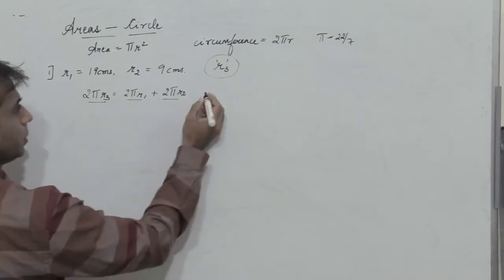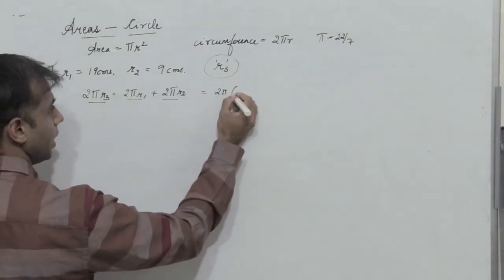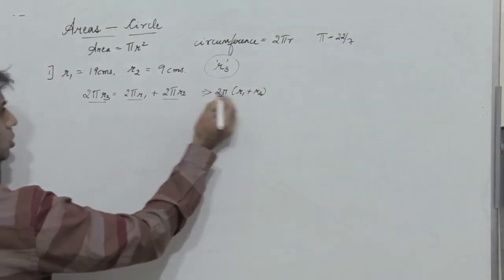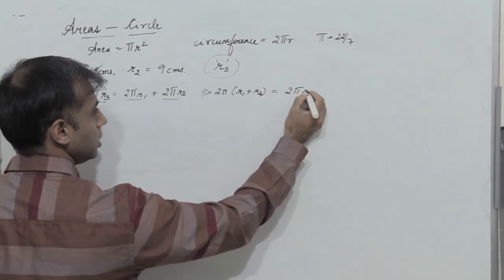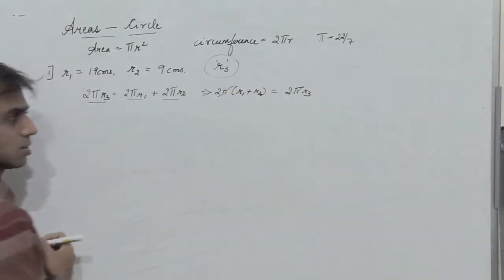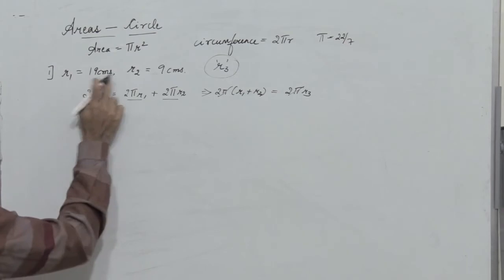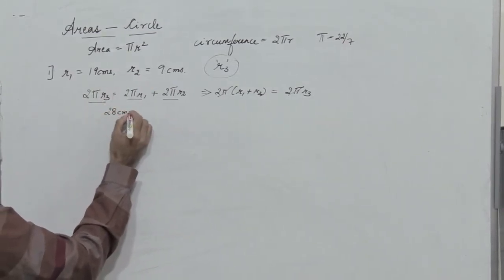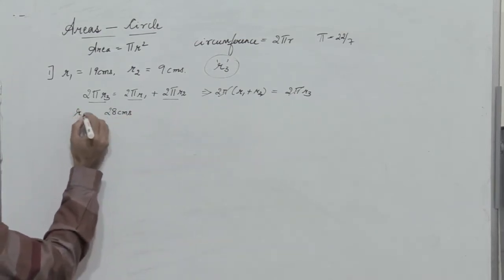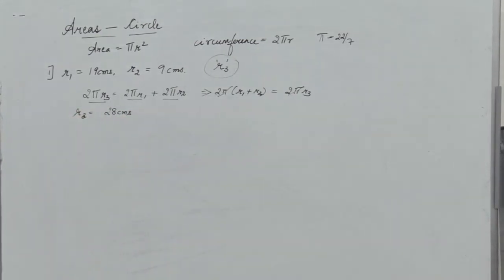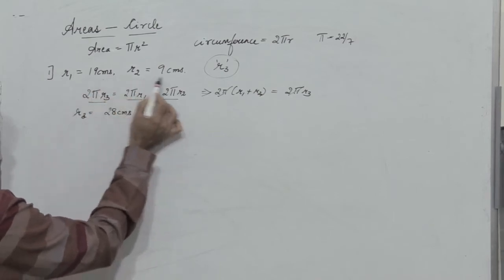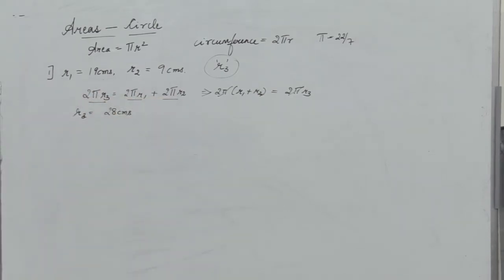So we can take 2 pi common. I get 2 pi into r1 plus r2, which is equal to 2 pi r3. So 2 pi gets cancelled. So r1 plus r2, which is 19 plus 9, is 28 centimeters, which is equal to r3. So the radius of the third circle is 28 centimeters and the circumference of this circle is equal to the circumference of circle 1 plus the circumference of circle 2.